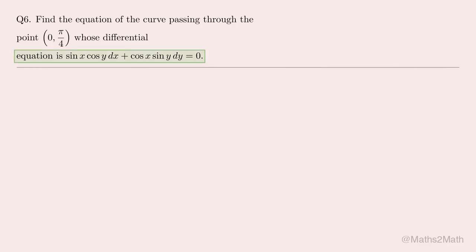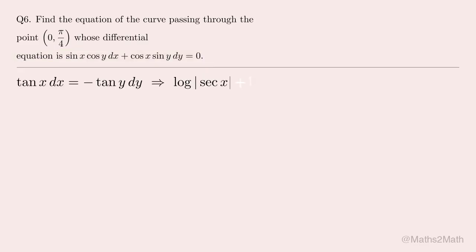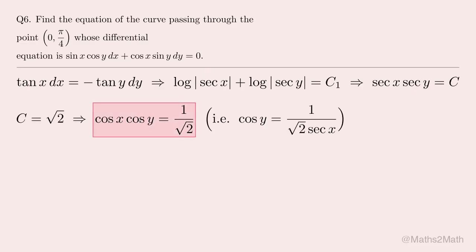Question 6. Sines and cosines split perfectly. 2 log secants combine, separate into tangent integrals. At the given point secant 0 is 1 and secant pi over 4 is root 2. The curve in cosine form.